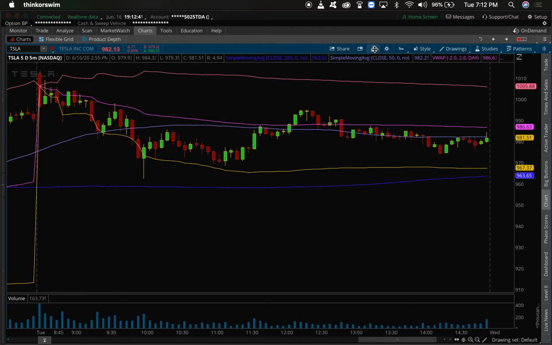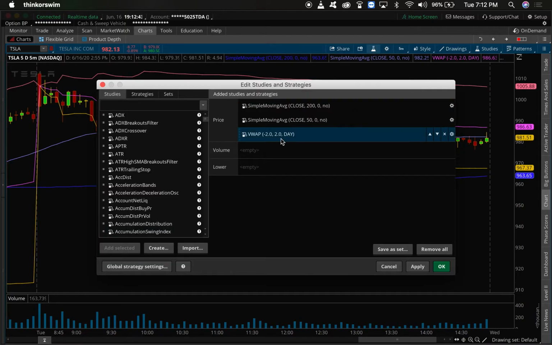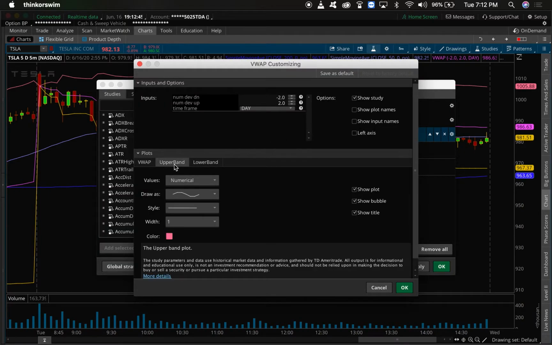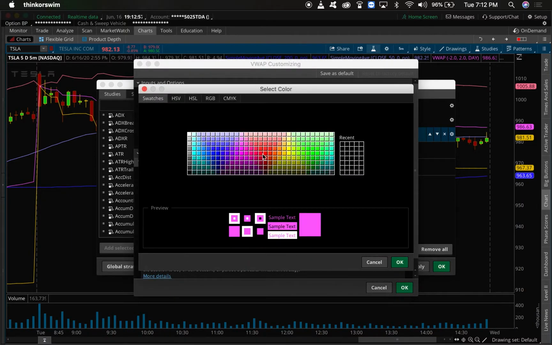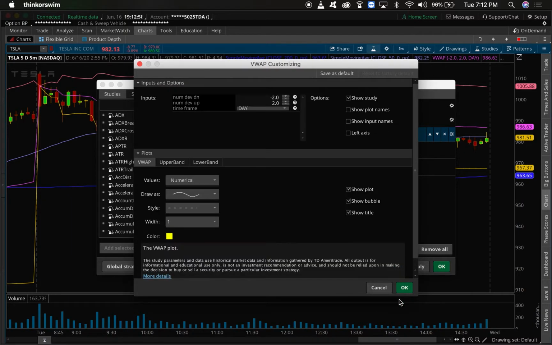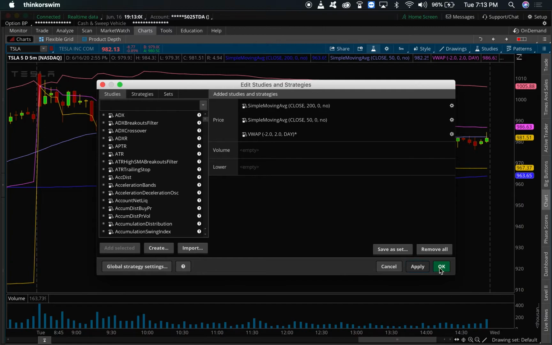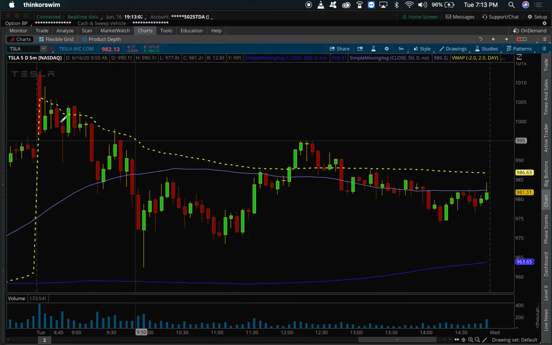I don't like having all that stuff on my screen, so I like to take those upper and lower bands off. You can do that by clicking right here on the VWAP settings page. Take those off. I do like to change the style of mine to a dotted line and put on something really bright that stands out to me on my chart. Okay, so this is what the VWAP looks like.